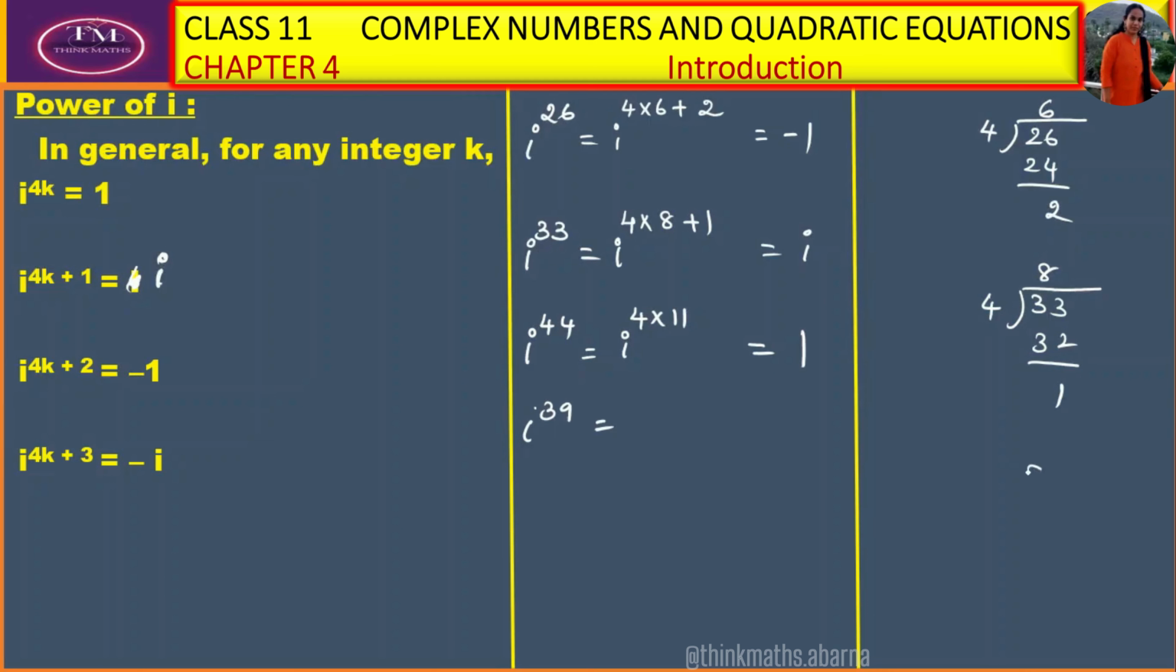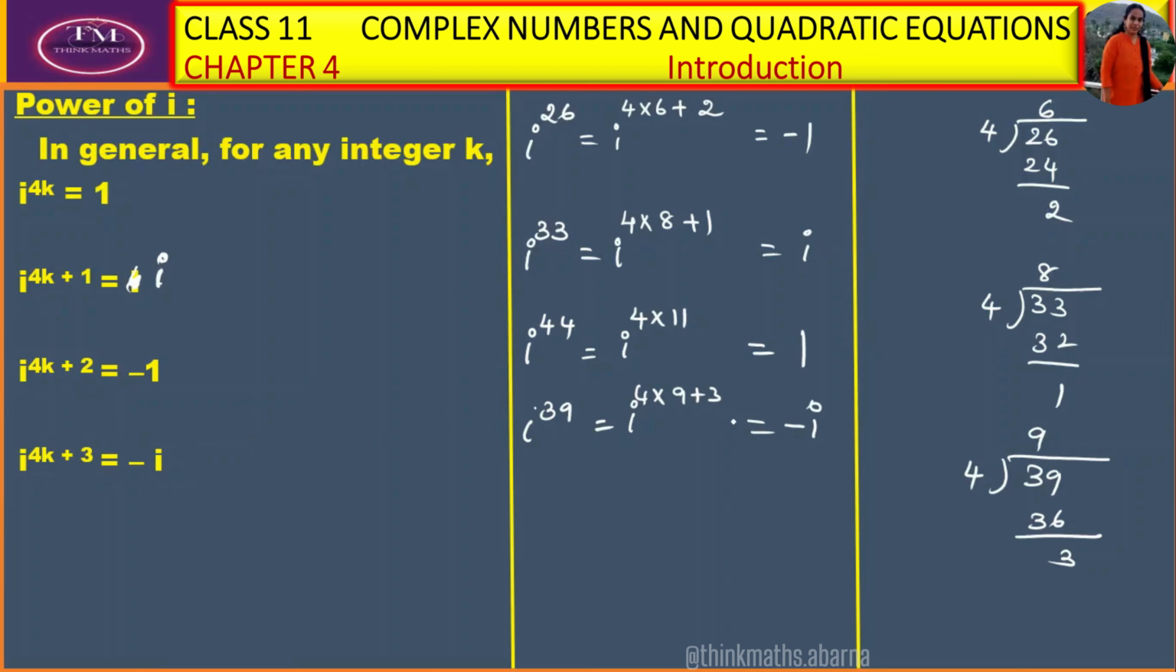Last example, i power 39. Let us divide 39 by 4. 9 fours are 36 and the balance is 3. So it will be i power 4 into 9 plus 3, that is 4k plus 3. For 4k plus 3, the value is minus i.